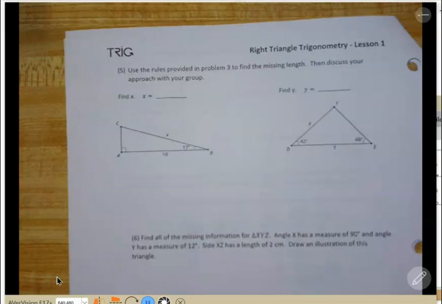So go ahead and work on problem 5. If you feel good or comfortable, work on problem 6 next. Turn your video back on when you're ready to look at the first answer to number 5.